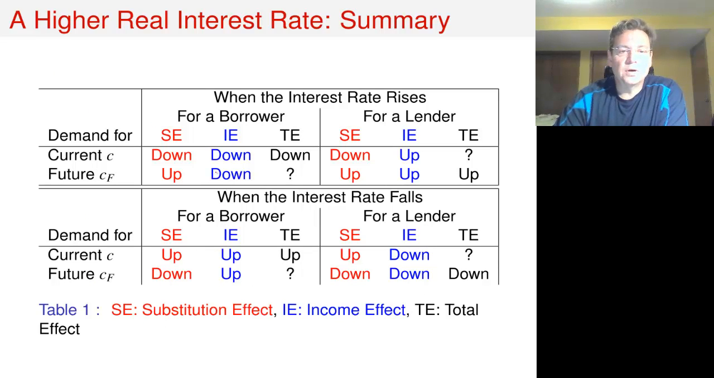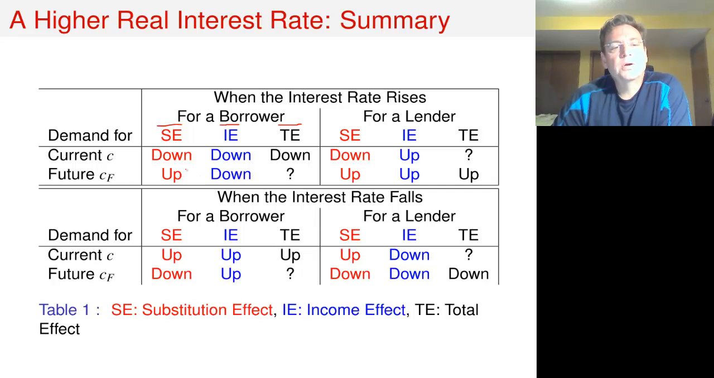SE just denotes substitution effect, IE is the income effect, and TE is the total effect. So if you are a borrower and the real interest rate increases, then the substitution effect is going to drive down current consumption, and the income effect is also going to drive down current consumption. So that means the total effect is unambiguous. Current consumption will fall. But what about future consumption?